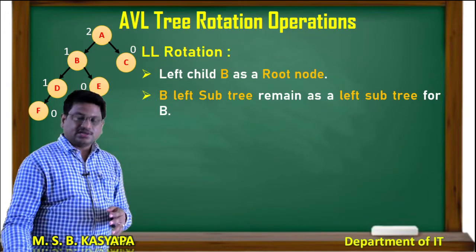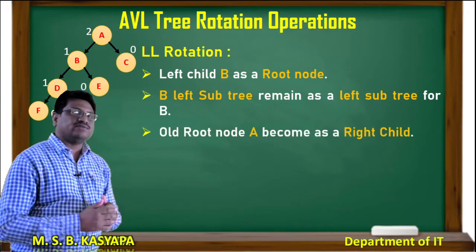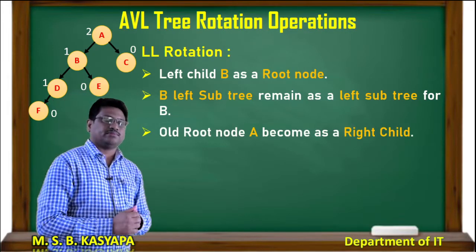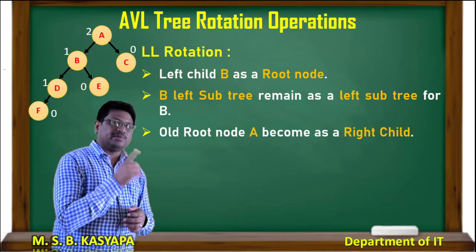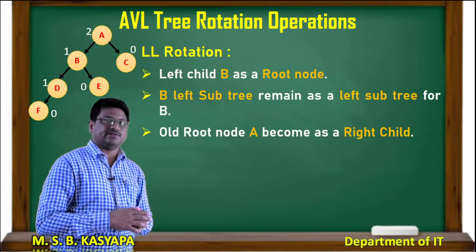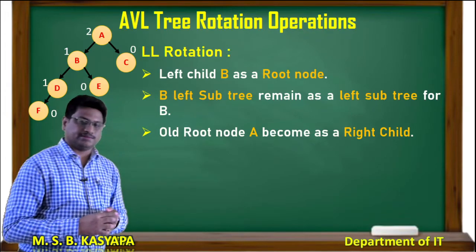Next, the old root node, that is A, will become a right subchild or right child. So now what is the root node? B. Now A becomes a right child for B. Okay.